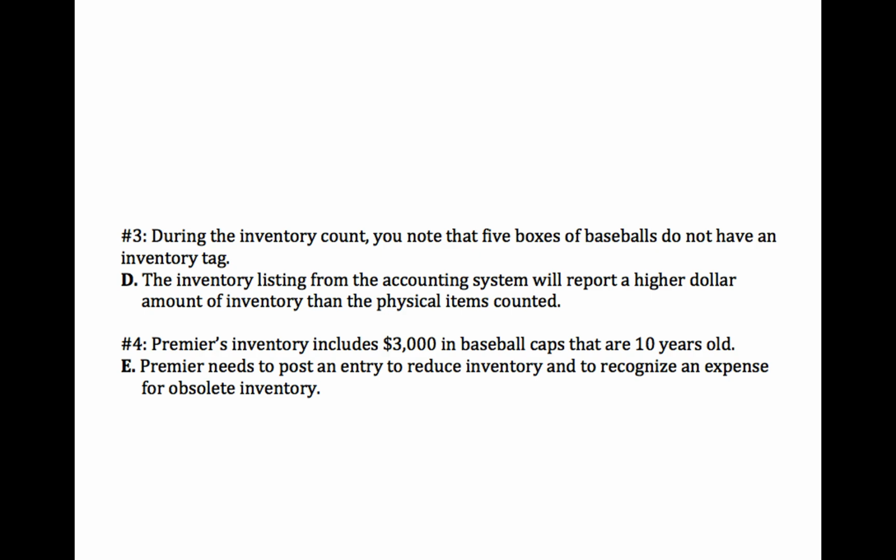Four, Premier's inventory includes $3,000 in baseball caps that are 10 years old. Sounds like obsolete inventory to me. So we need to reclassify the $3,000 from an asset account to an expense account. Premier needs to post an entry to reduce inventory to recognize the expense for obsolete inventory, which is no longer an asset.